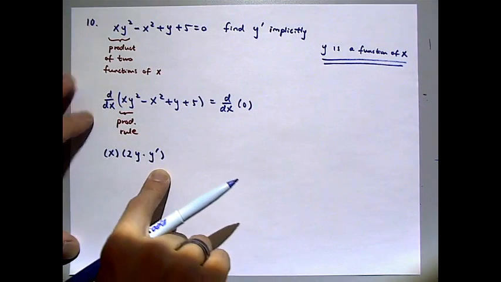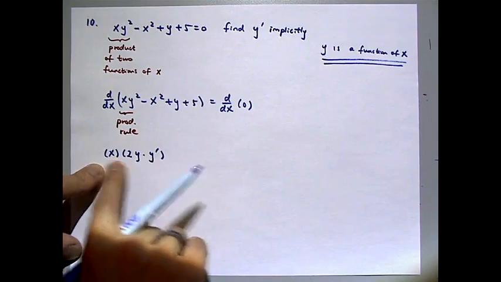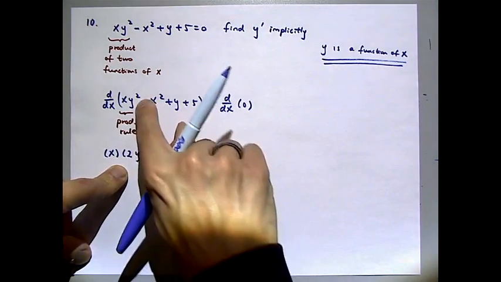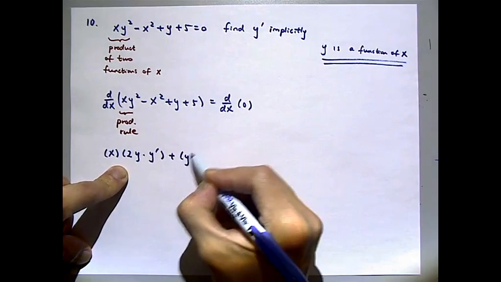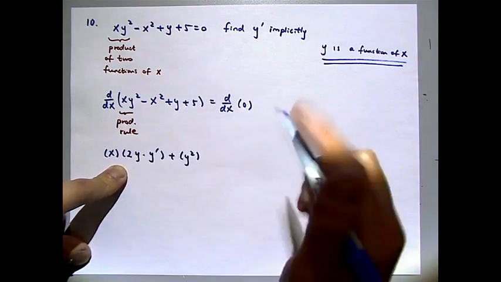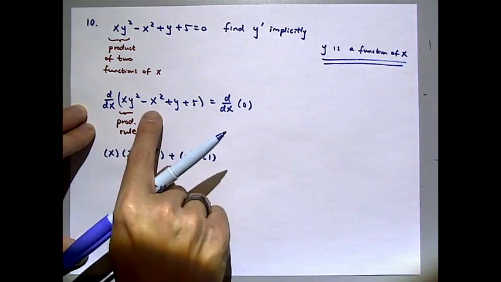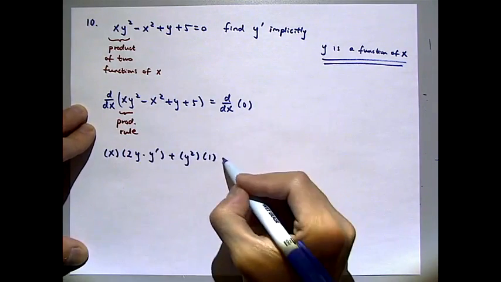That's the first part of the product rule. First times derivative of the second. Now we get a second part: second times the derivative of the first, 1. Next term, simple, minus 2x.